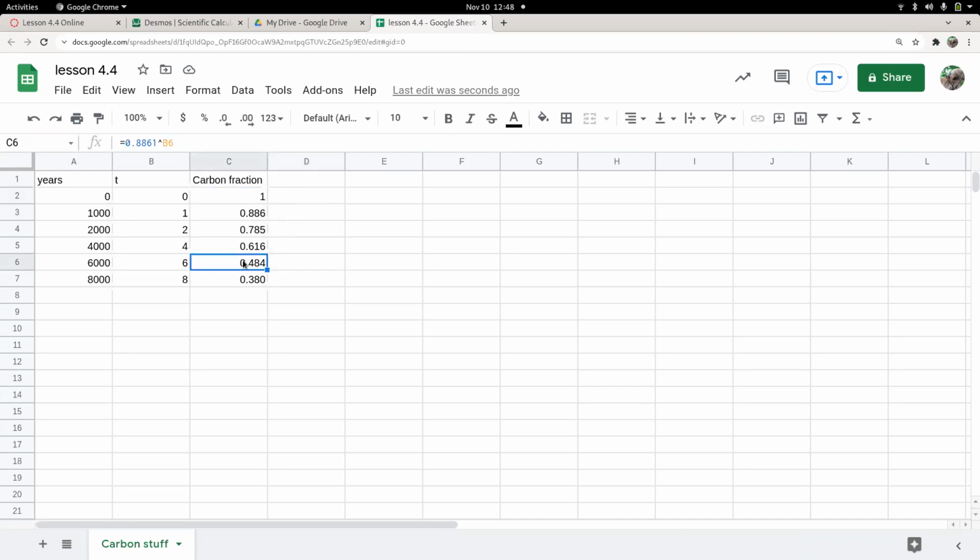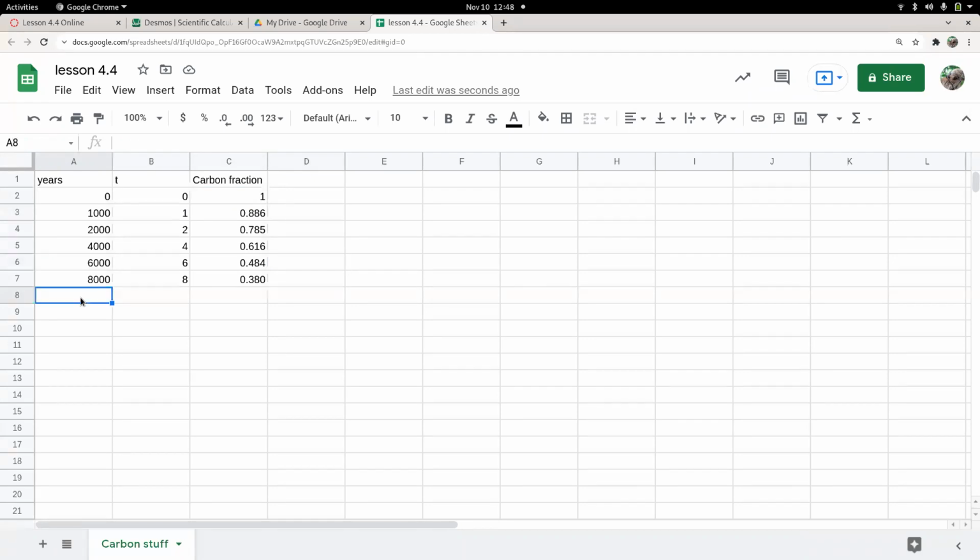This is about 50% right there, which is about 6,000 years later. So around 6,000 years later, we have a little less than half. So somewhere before 6,000 years is where we should see exactly half. Now they claimed it was what, 5,730?